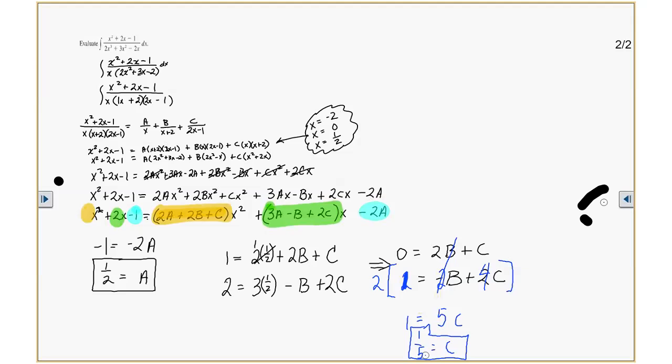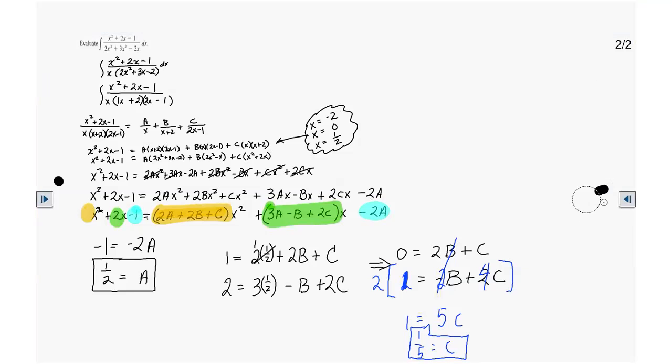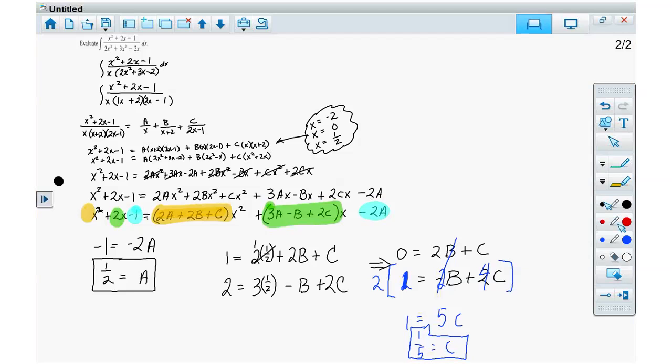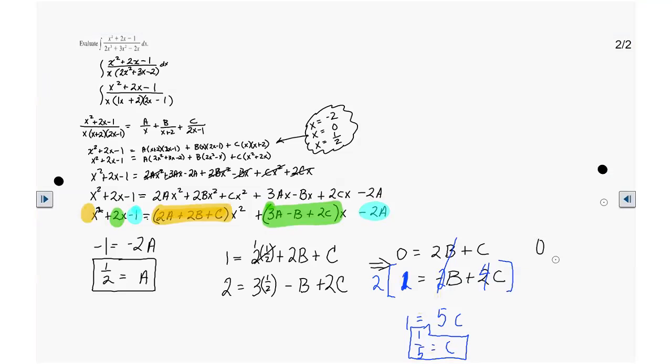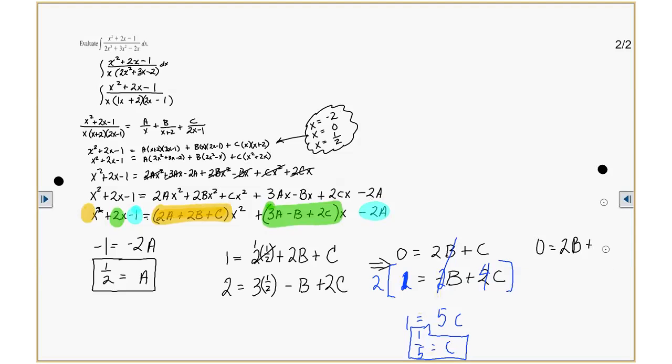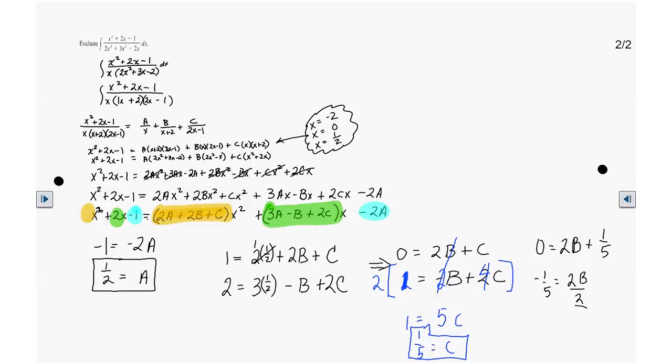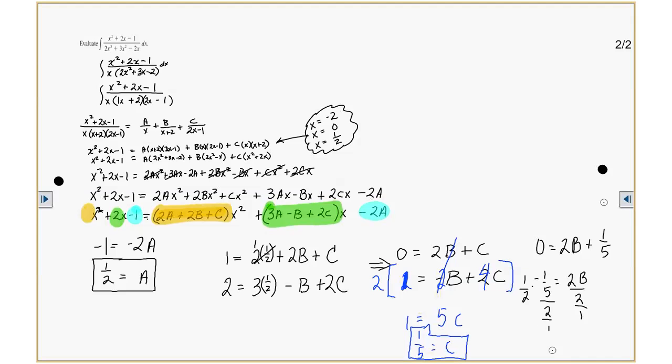All right, now you got A and C. Now you can find it 2 different ways. I'm just going to plug it in right here and find B. That's okay with y'all? Yeah, that's fine. 0 is equal to 2 times B plus 1/5, minus 1/5, right, equals 2b. Divide by 2 over 1, multiply by 1/2, and you get what, negative 1/10?